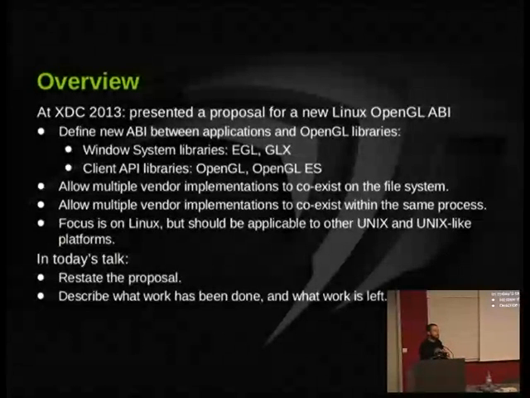And this would allow multiple vendor implementations to coexist, so finally get rid of the conflicting libgl.so problem. So coexisting on the file system, coexisting within the same process. Ideally, you'd be able to have multiple GPUs and multiple OpenGL implementations loaded into the same process and be able to render to those separate GPUs within the same application. The focus of this is Linux, but I don't think there's anything here that really limits it to Linux, so hopefully this would be applicable across other Unix and Unix-like platforms.